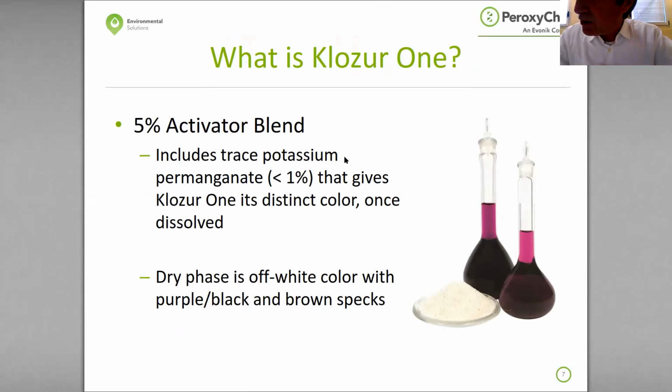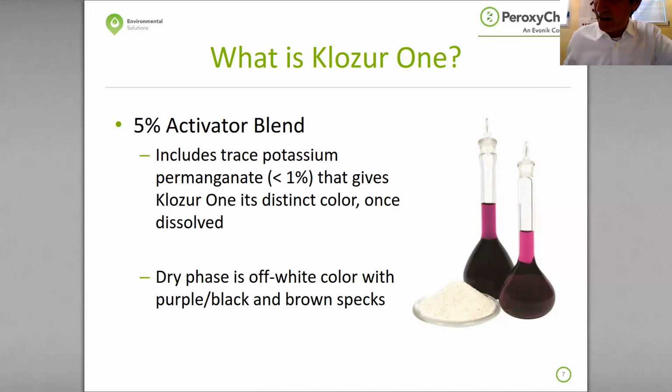So this is actually what Closure 1 looks like. For anyone who has implemented activated Closure ISCO technologies before, you're going to notice that it is a different color. Closure SP tends to be a very clear solution. This, of course, is purple. The reason it has a pink to purple color is that Closure 1 contains some potassium permanganate in the blend.